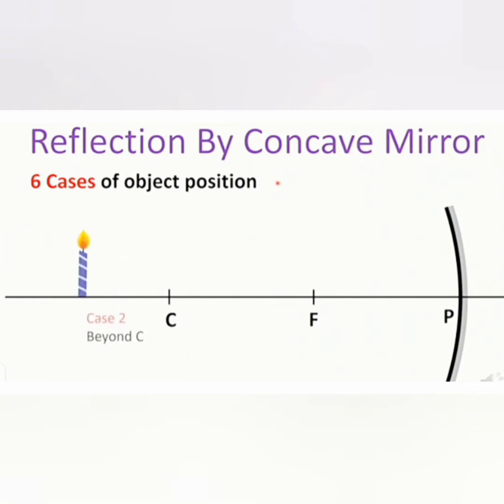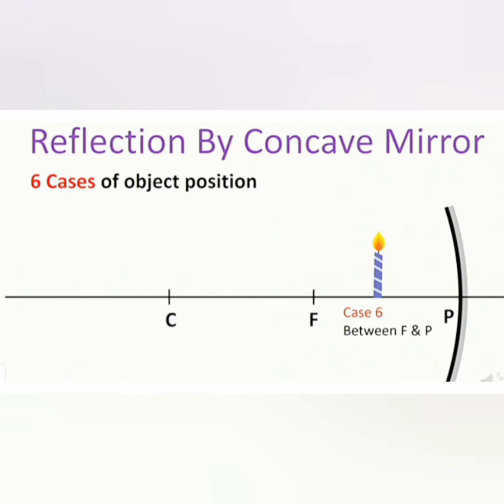Case number 2, object is beyond C. That means near the center of curvature. In case number 3, the object will be at C. In case number 4, the object will be between center of curvature and focus. In case number 5, object will be at F, and in case number 6, object will be between F and P. This is the overview of our 6 cases.